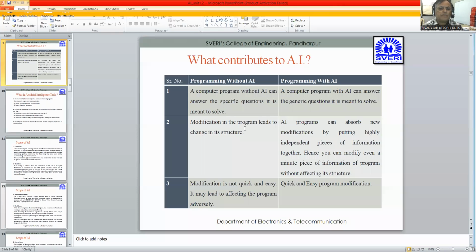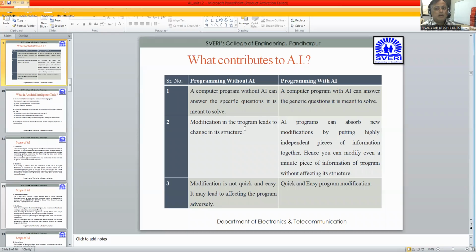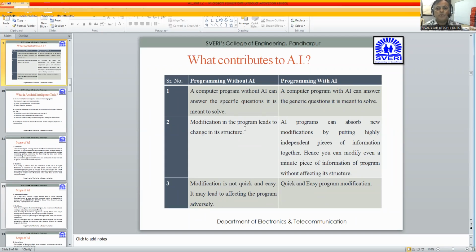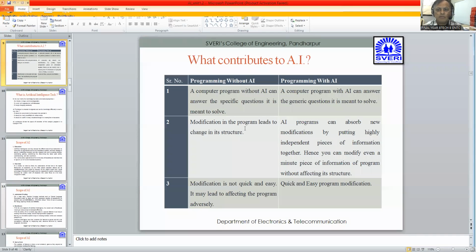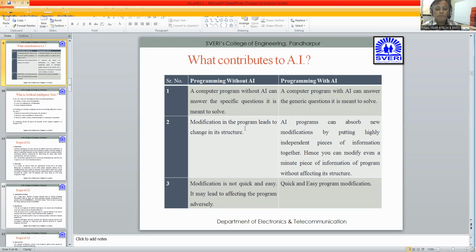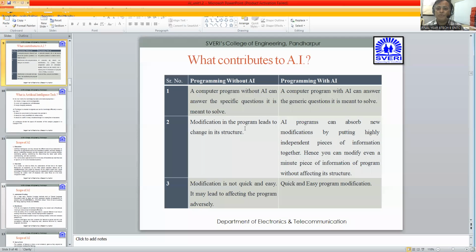Second, modification of the program leads to a change in structure. That is very important, because in normal programming, if you want to change something, add something, or remove something, the whole structure of the program changes. That's what programming without AI means. But as far as AI programming is concerned, AI programs can absorb new modifications by putting highly independent pieces of information together.